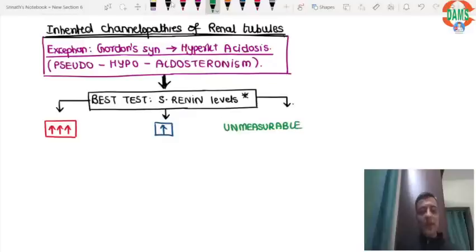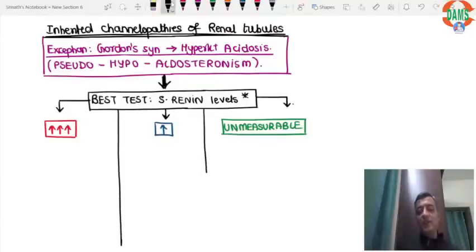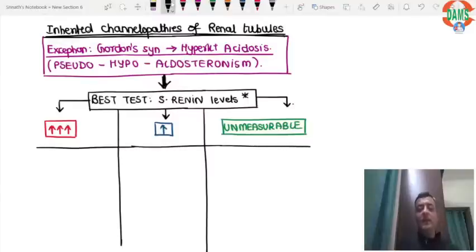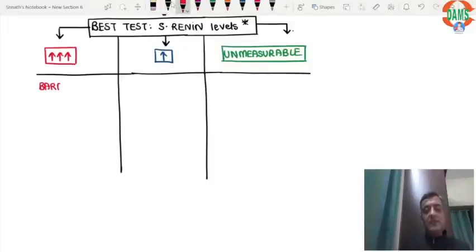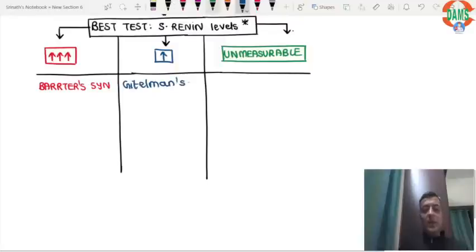So we are going to divide the cases of channelopathy into three groups. So what is the problem here? If the renin level is grossly elevated, the diagnosis is Bartter's syndrome. If it is mildly elevated, it is Gitelman's syndrome. And unmeasurable is Liddle's syndrome.